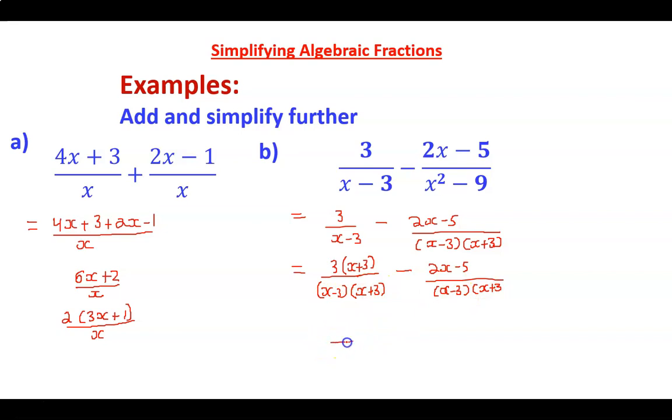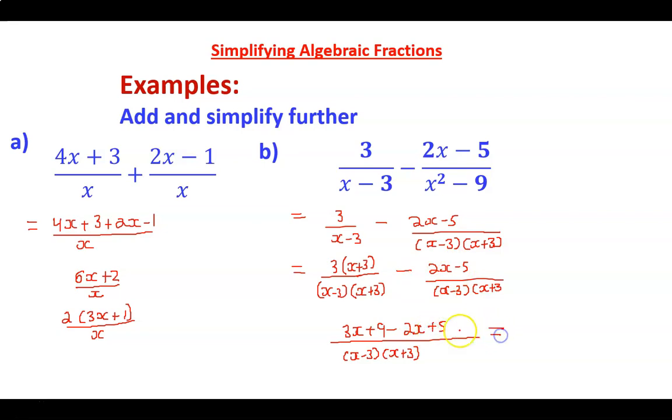Now what you can do, you can take one of those two denominators, x minus 3, x plus 3, because they are the same. That's the first thing you need to do. What about the top? Expand and collect like terms. When you expand it gives you 3x, 3 times x, 3x. 3 times 3 is 9. Take away 2x. You see that take away there. If you times that minus there, it becomes plus 5.